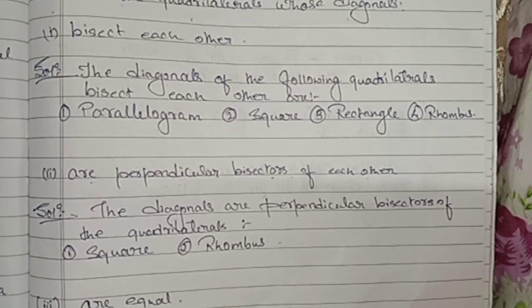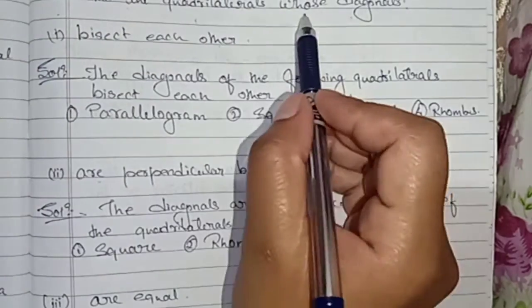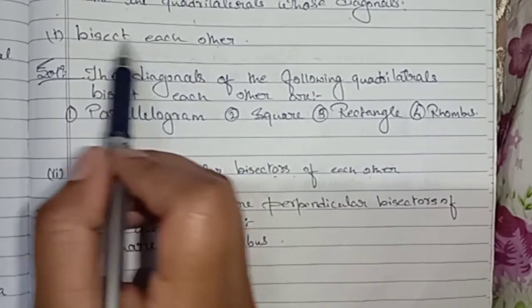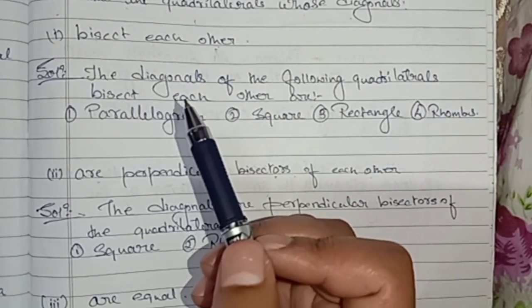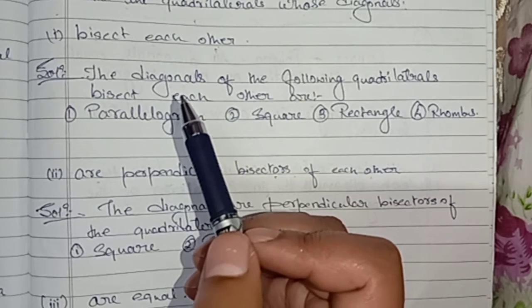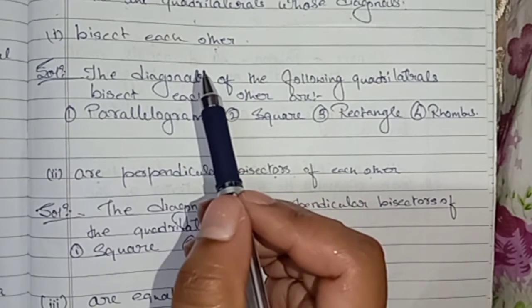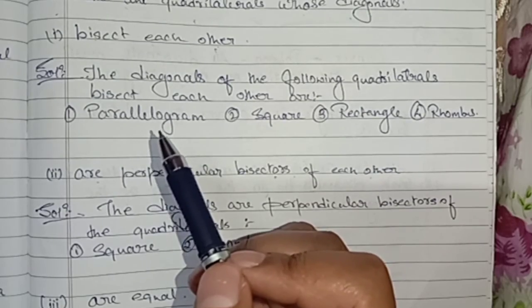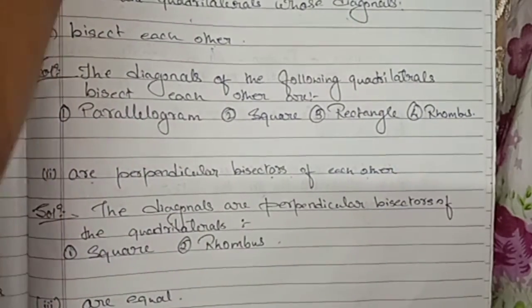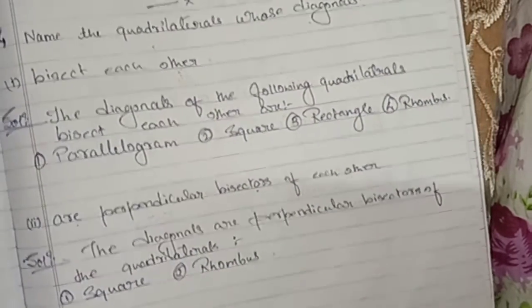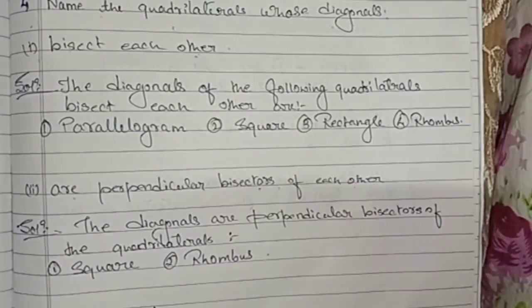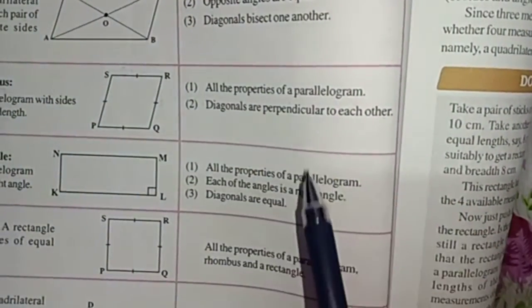Question number 4. Name the quadrilaterals whose diagonals bisect each other. So we have to name the quadrilaterals whose diagonals bisect each other. If we check the properties from page number 56, it will help us to know whose diagonals bisect each other.